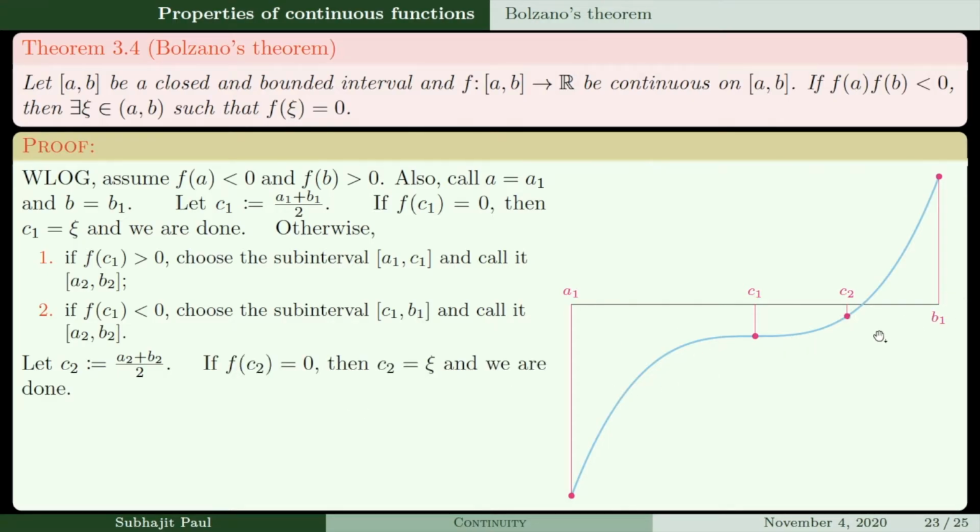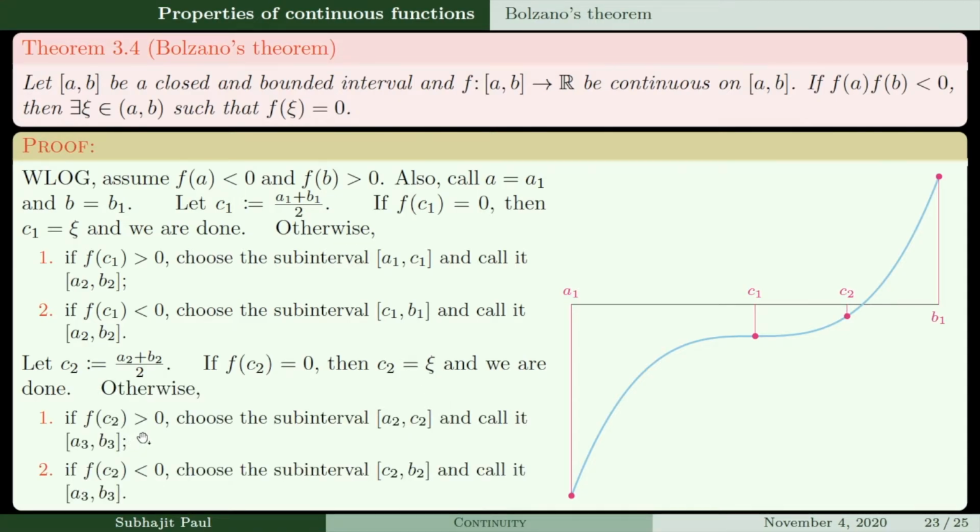If the function is 0 at this point, then we are done, of course. Then we have got our xi, the desired point. Otherwise, if the functional value is positive at this point, we choose the left half subinterval and discard the rest. Otherwise, if the functional value is negative, as is the case in this example, we choose the right subinterval, C2 B2. This is because B1 has become B2 in the earlier iteration. So we choose C2 B2 and call it A3 B3. This is our next step in our iterated intervals, and we continue this process.